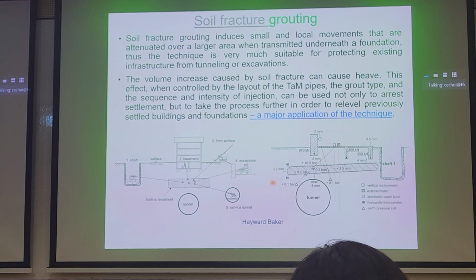Likewise, you can create an excavation here so you can get to a lower elevation and go horizontally, right? Why do we want to go horizontally? Because if you go vertically, you can only create a column of grout. But if you go horizontally and have a TAM pipe, then you can create a beam of grout. So we often take advantage of these beams of grout.